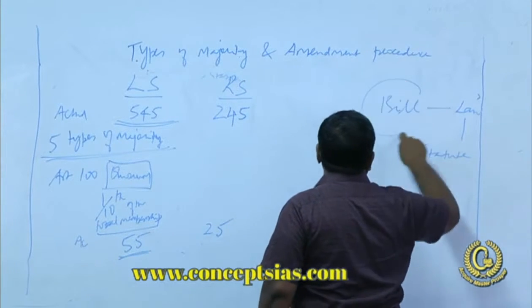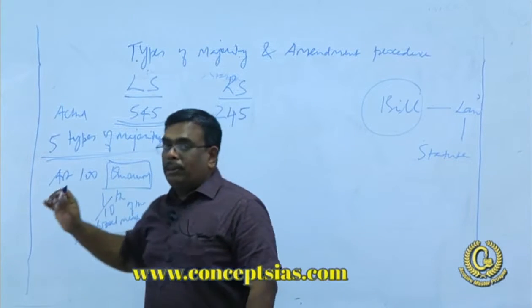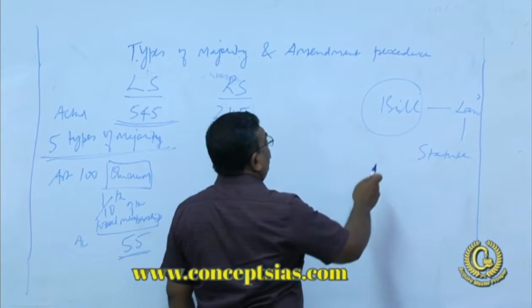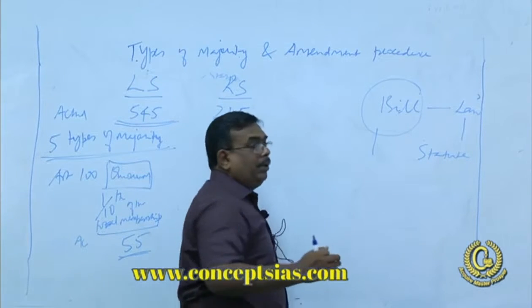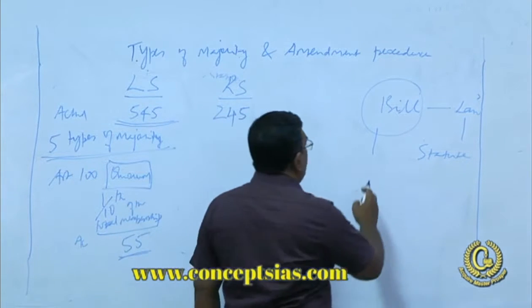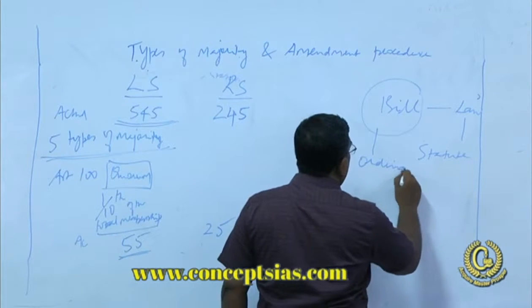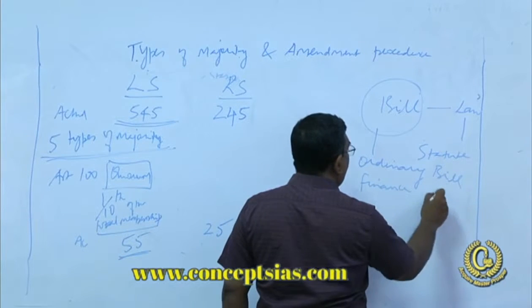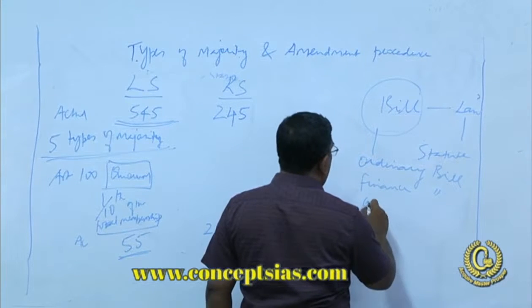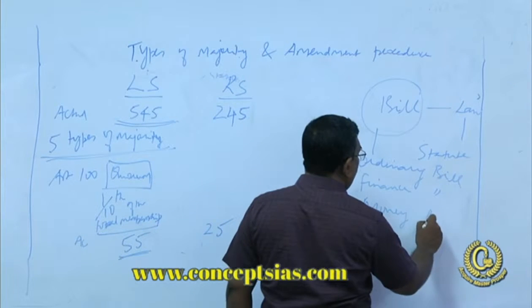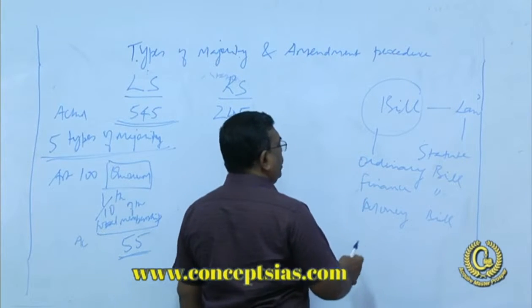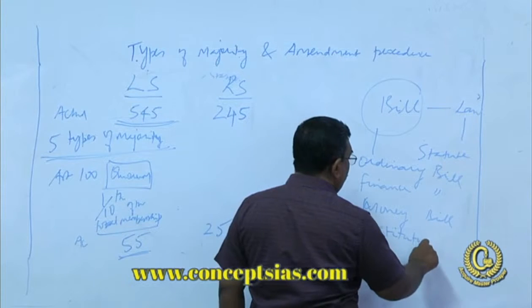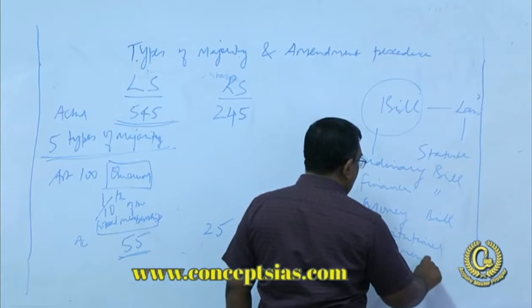Now, for types of majority, we will take the bill stage, and under the Constitution there are nearly 4 types of bills mentioned. One is the ordinary bill, another one is the finance bill, and yet another bill is called the money bill. And the 4th bill mentioned in the Constitution of India is the Constitutional Amendment Bill.